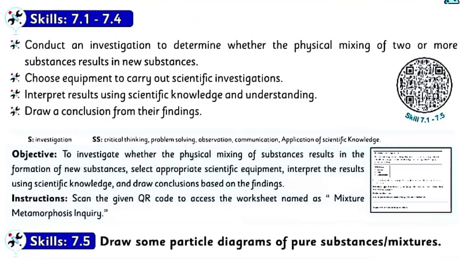Skills 7.1 to 7.4: Conduct an investigation to determine whether the physical mixing of two or more substances results in new substances. Choose equipment to carry out scientific investigations. Interpret results using scientific knowledge and understanding. Draw a conclusion from their findings. Skill: Investigation. Sub-skills: Critical thinking, problem solving, observation, communication, application of scientific knowledge.